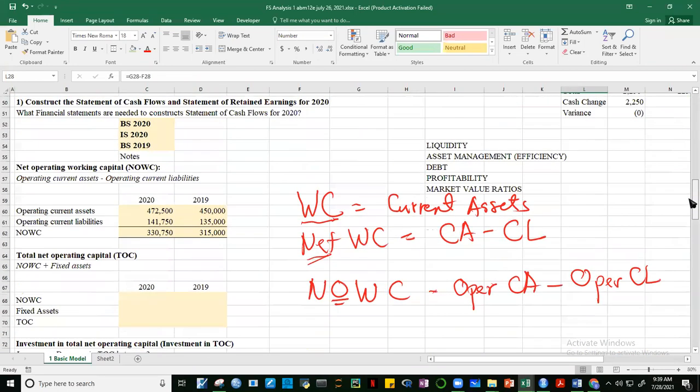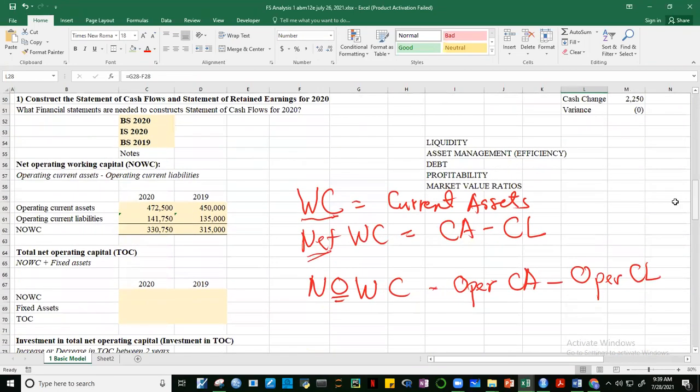Okay, so let me repeat that, guys. Yung current assets natin, kasama lahat ng current assets: cash, short-term investments or marketable securities, receivables, inventory, and prepayments.